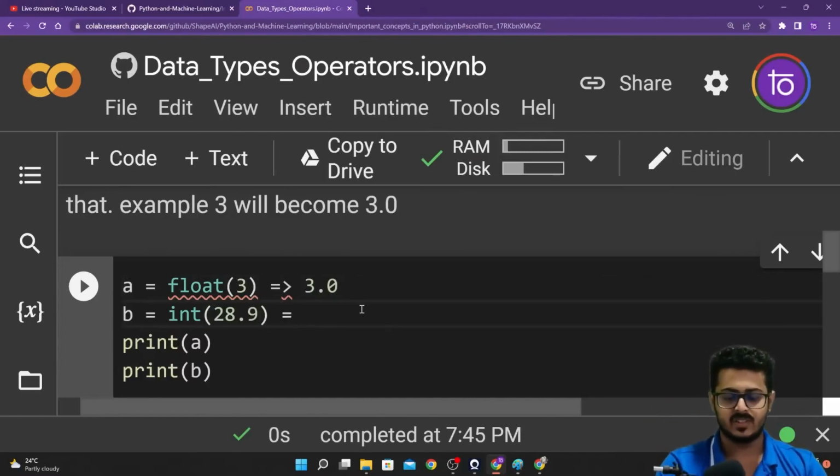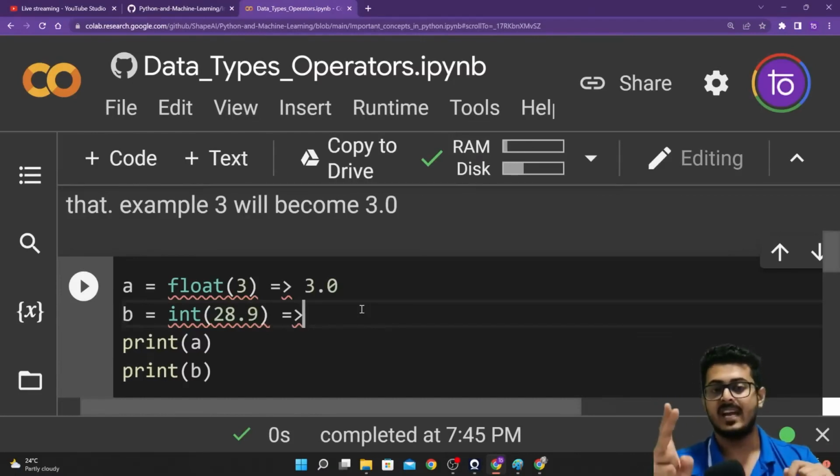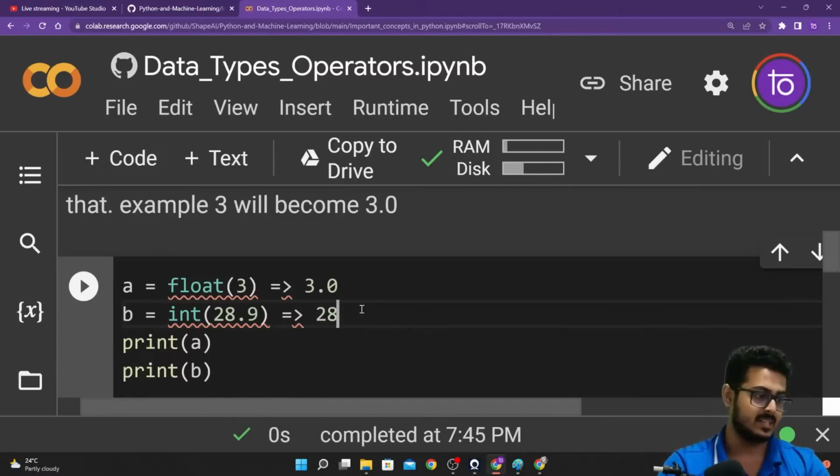Similarly, if we try to convert a float to an integer, it will just remove everything that is present after the decimal point. It is not rounding it off, it is truncating it. So it does not matter whether it is 28.1, 28.4, 28.9, whatever be the case, the answer will always be 28.